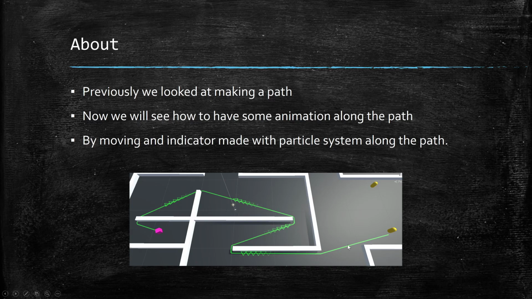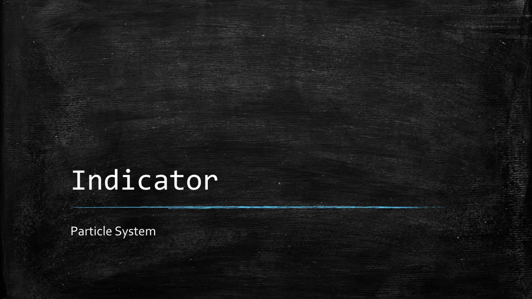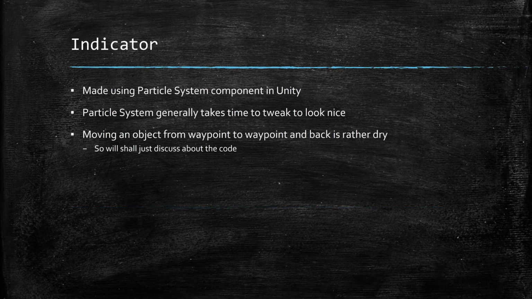Basically, it's like animating something to move along the path, and we're going to do it by using a particle system. So the indicator itself is a particle system. Generally, a particle system takes a lot of time to make look nice. You've got things like additive blending and such.